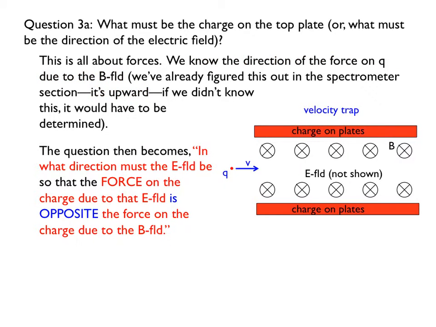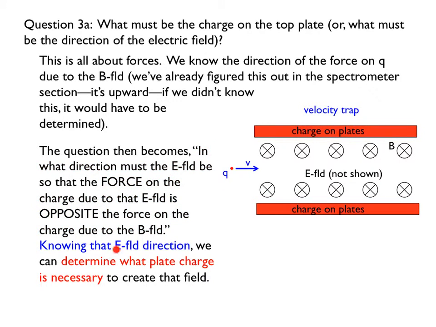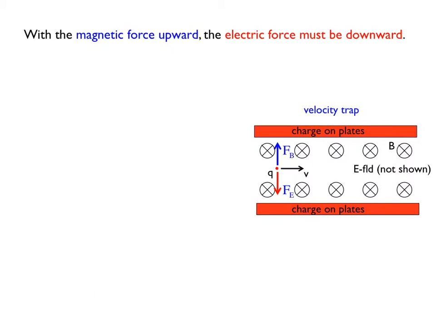So in what direction would the electric field have to be so that the force on a positive charge due to that field would be opposite the direction of the force due to the B field? Because if we knew that electric field direction, we would know what kind of charge would have to be on the top plate. Well, if the magnetic force is upward, the electric force must be downward.